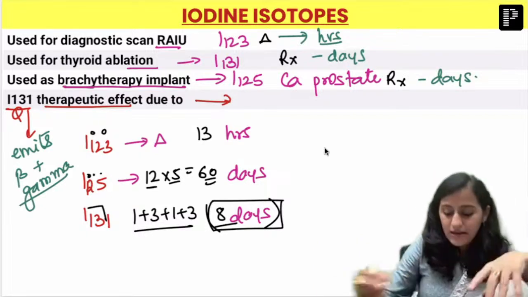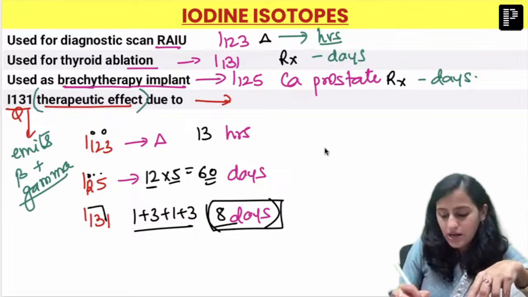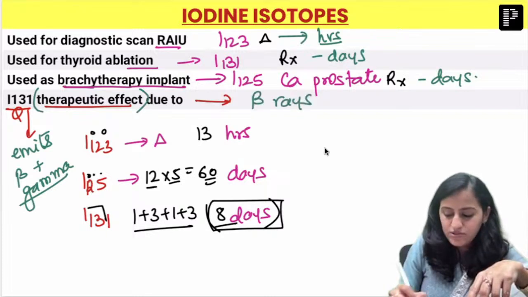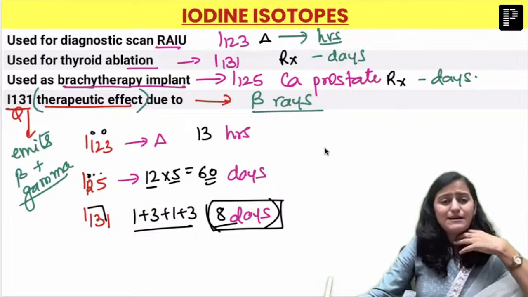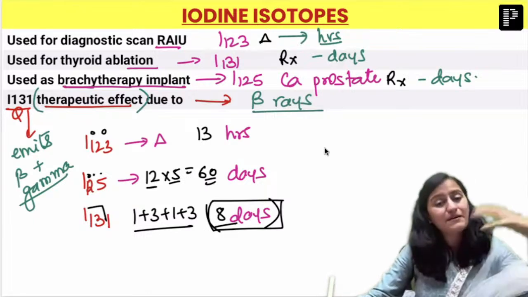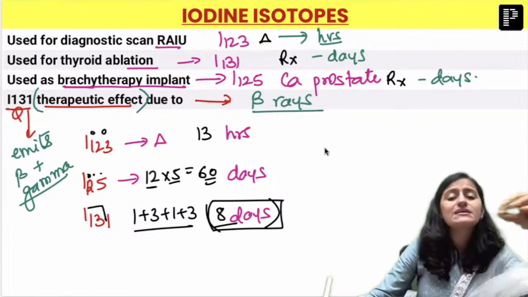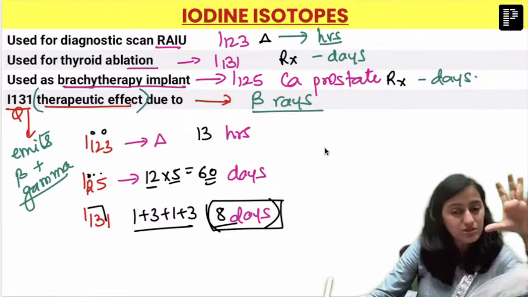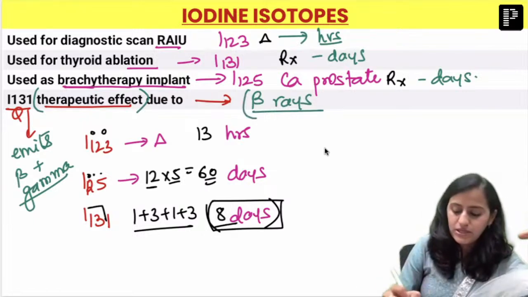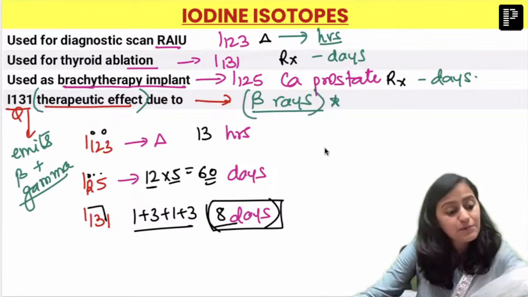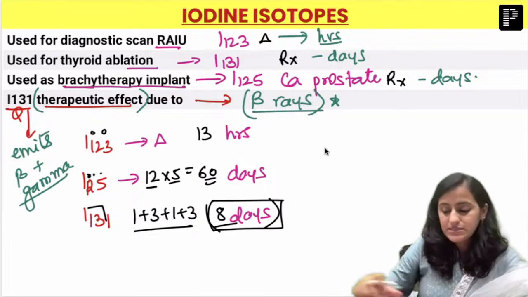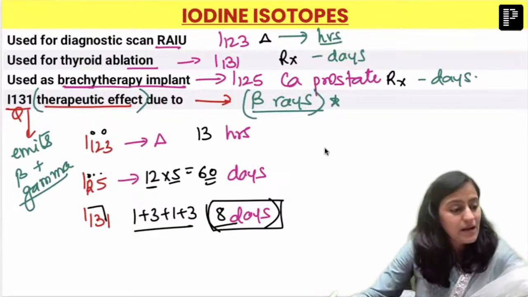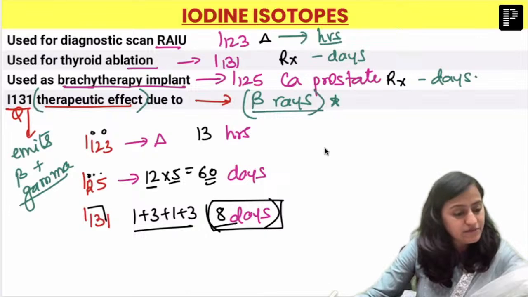Out of that, the therapeutic effect is because of beta or gamma? The therapeutic effect is because of beta rays, not the gamma rays. Okay. The gamma rays will go out of the body. The penetration is high. Beta stays in the body and does the ablation. Their penetration is less. They stay in the body. Right? So important that the therapeutic effect is because of beta rays, not the gamma rays. Okay, it is beta rays and not the gamma rays. Right? Is this clear with everyone?